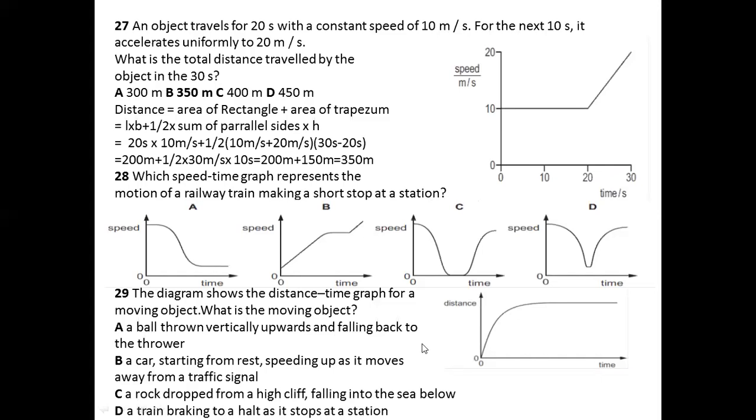Next question is that the diagram shows the distance time graph for a moving object. What is the moving object? Over here, the correct answer is D. A train braking to a halt as it stops at a station. So when anything stops, when it is stationary, the distance time graph shape is a horizontal line. So D is the correct option.